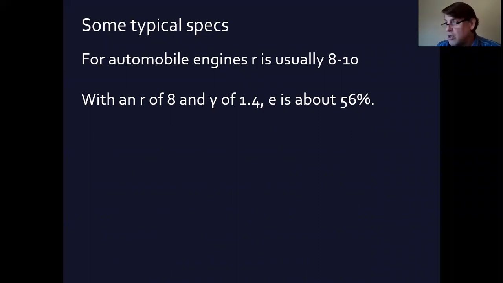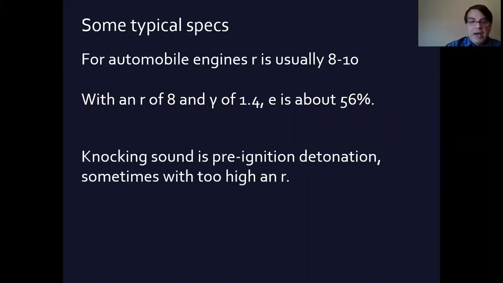You've got friction, you've got heat loss to the cylinder, you've got turbulence. But if we had an idealized situation with an r of 8, a compression ratio of 8, and a gamma of 1.4, which is normal for air, we would have a 56% efficiency, which is not very good. Even in the best case scenario, we would be losing about 44% of our heat.